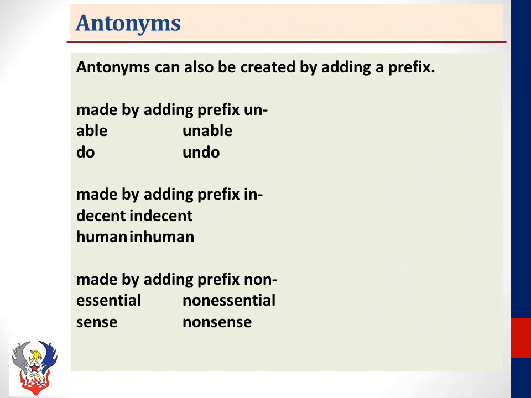Antonyms can also be created by adding a prefix. Made by adding prefix un: able and unable. Do and undo. Made by adding prefix in: decent and indecent. Human and inhuman. Made by adding prefix non: essential and non-essential. Sense and nonsense.